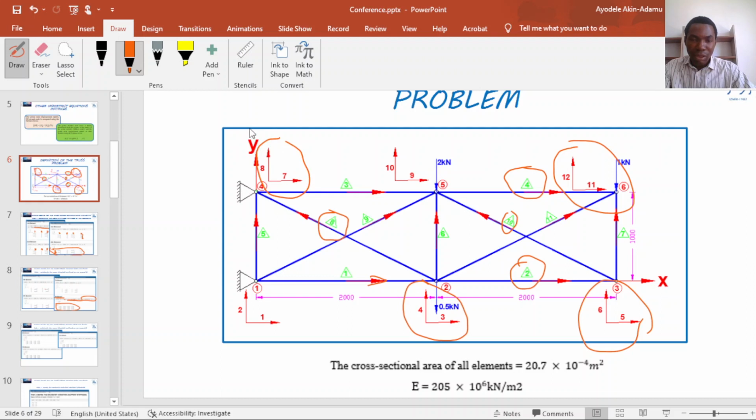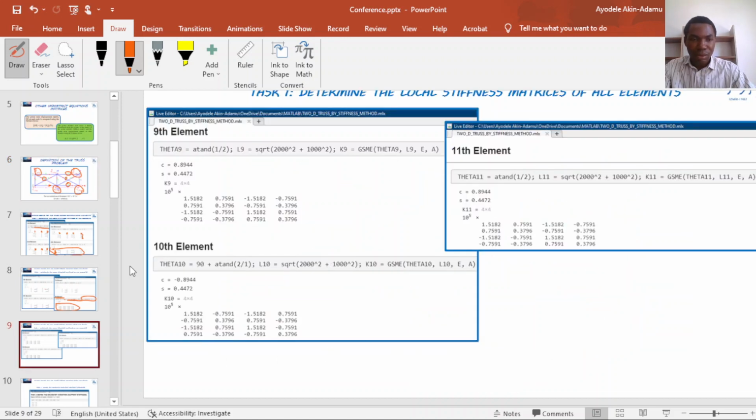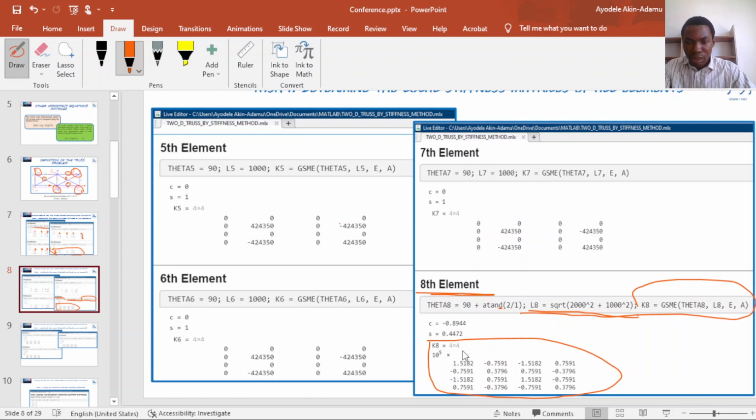4, 3, and 7, 8. But because the arrow is pointing from node 2, the numbering is 3, 4, 7, 8. This is very important. So the numbering for element 8 will be 3, 4, 7, 8.